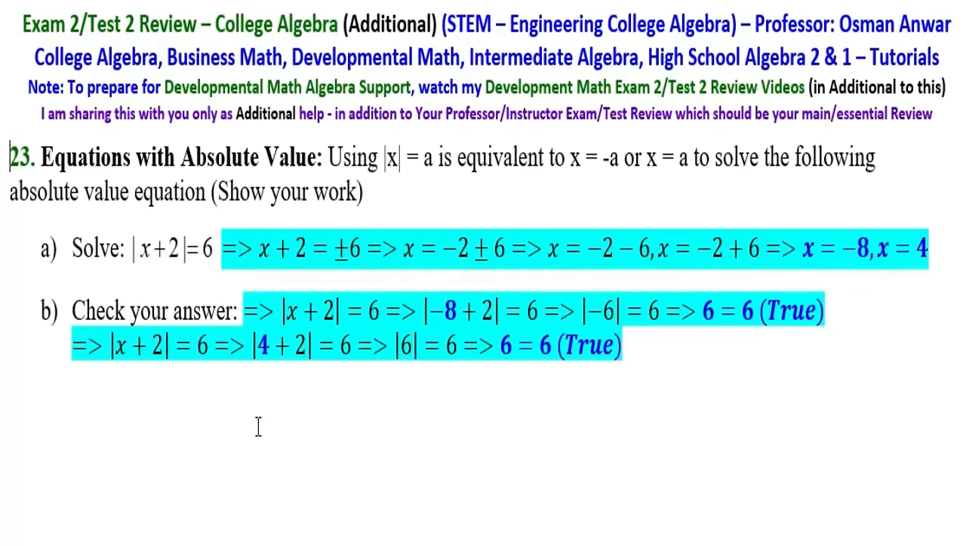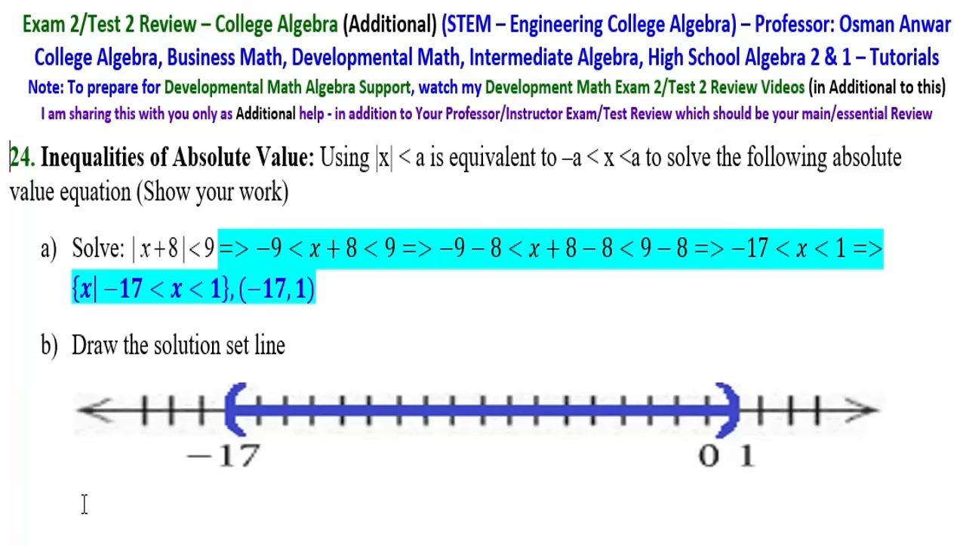Now check your answer. Absolute value of x plus 2 equals 6. Minus 8 plus 2 equals absolute value of minus 6 equals 6. That is 6 equals 6. Or x equals 4: absolute value of 4 plus 2 equals 6, absolute value of 6 equals 6, 6 equals 6.